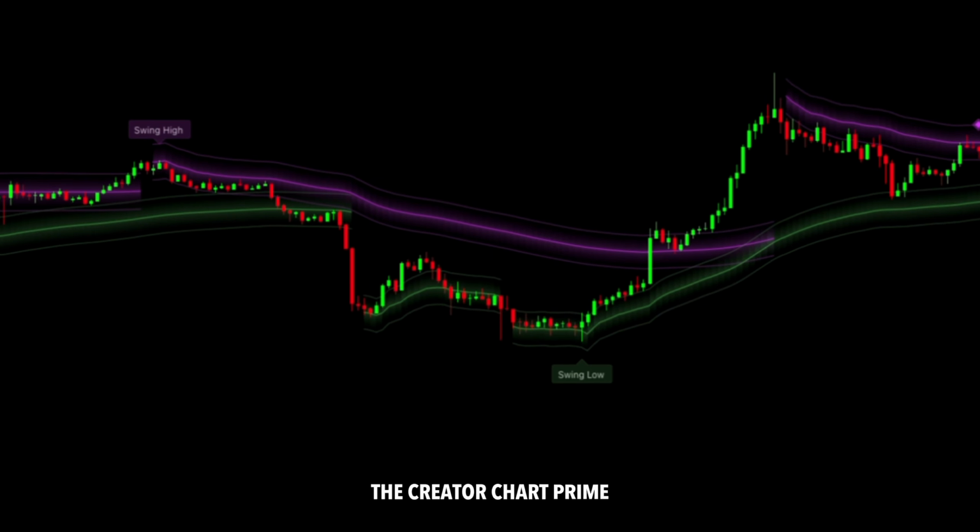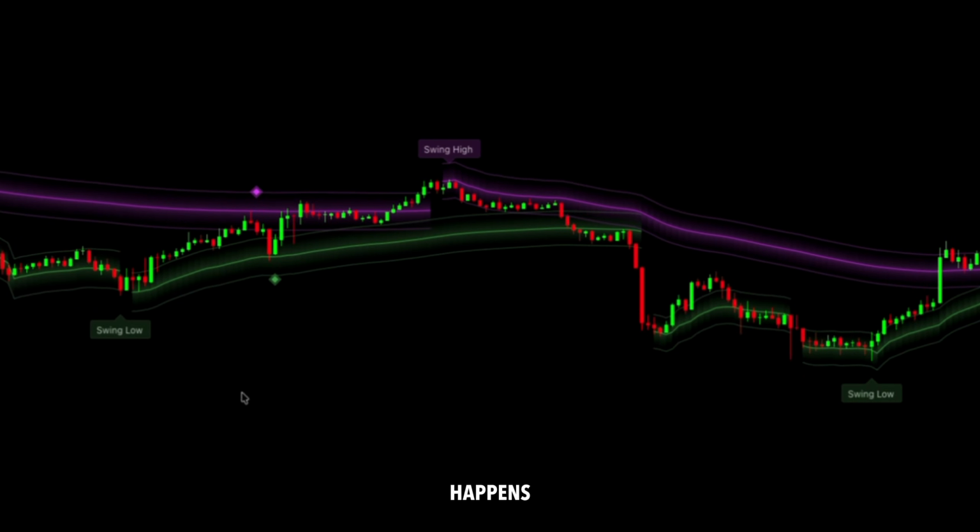The creator, ChartPrime, has made this open source, which means you can review and verify its functionality. No black box algorithms, no hidden repaint tricks. Just transparent, structure-based logic that you can test and trust.